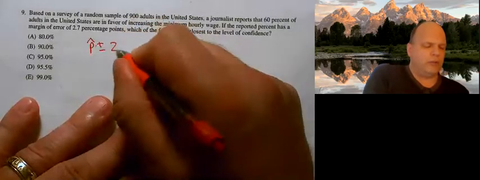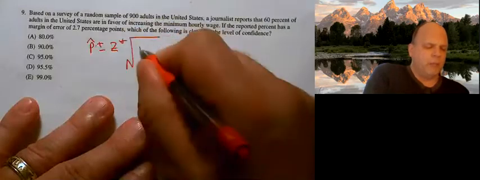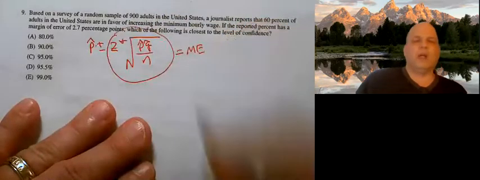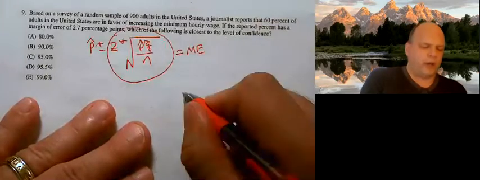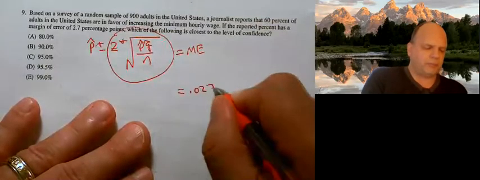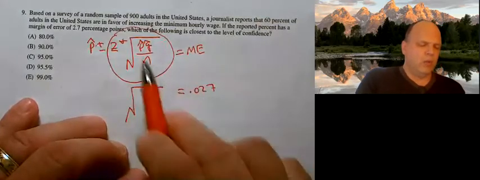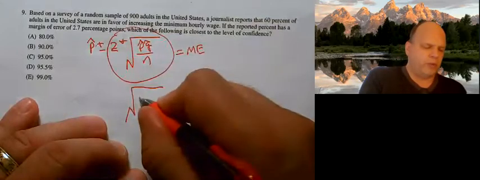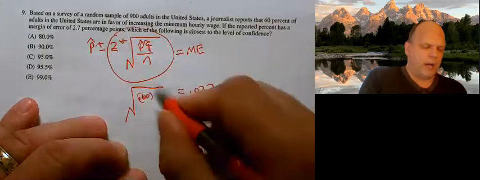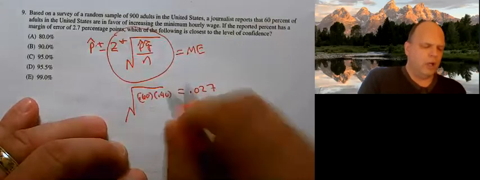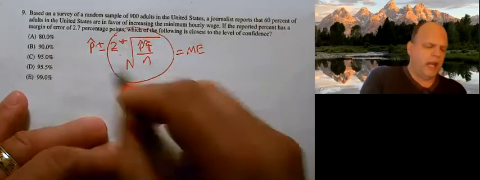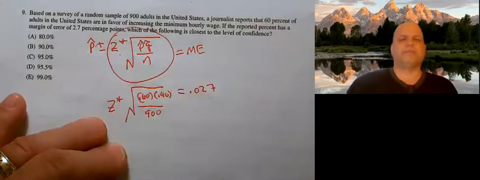So first off, here's our confidence interval formula. P hat plus or minus Z star times the square root of P hat, Q hat over N. This part right here is our margin of error. In this case, they're telling us our margin of error is 0.027. They say it was 60%, so P hat is 0.60. Q hat is 1 minus that, so that's 0.40. And our sample size was 900.